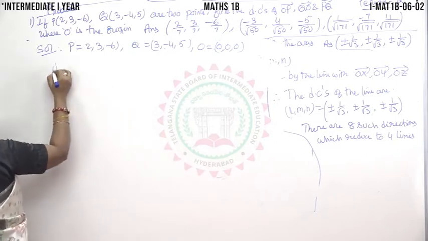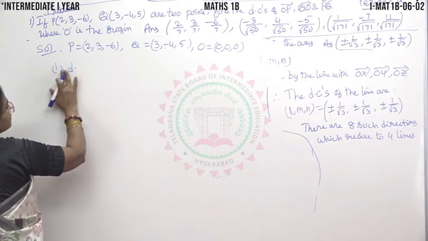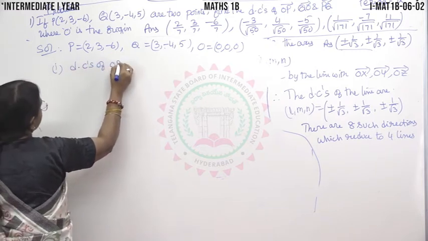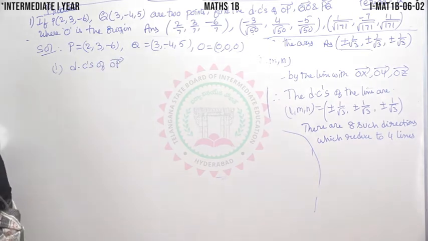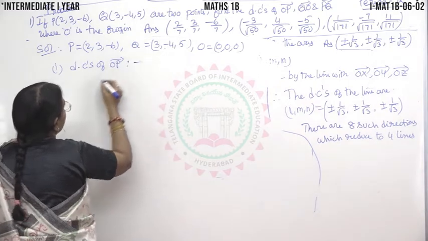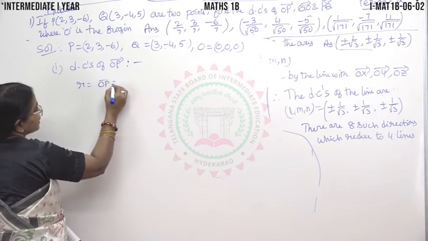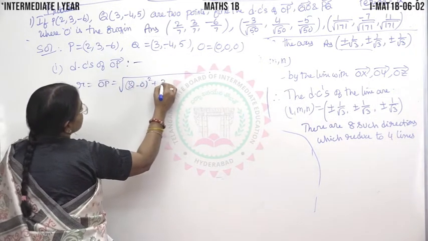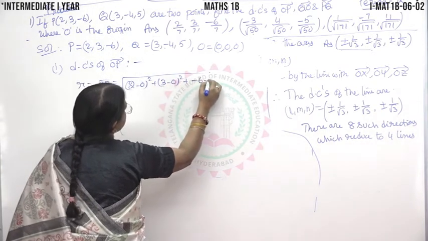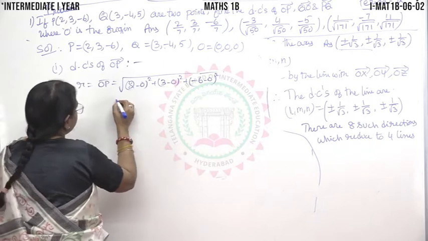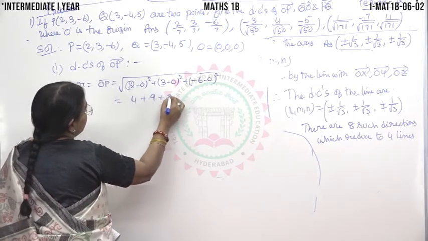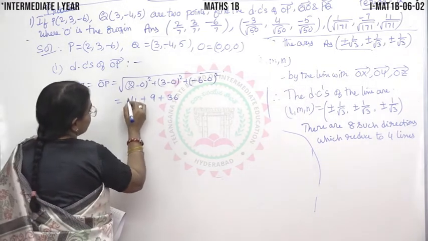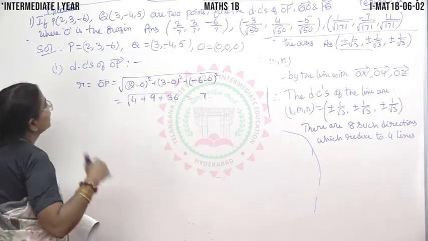Now first bit, we'll find the direction cosines. First, we must find the DCs of OP. To find the DCs of OP, we'll find R. R is the distance OP. So 2 minus 0 whole square plus 3 minus 0 whole square plus minus 6 minus 0 whole square. So it is 4 plus 9 plus 36, 49, root is 7. OP distance is 7.